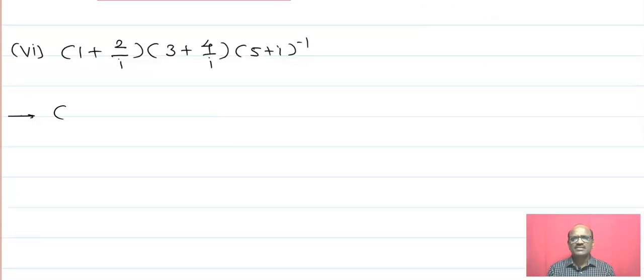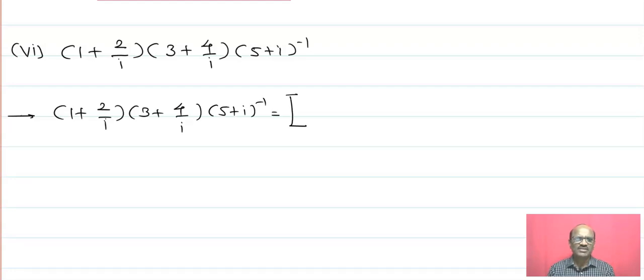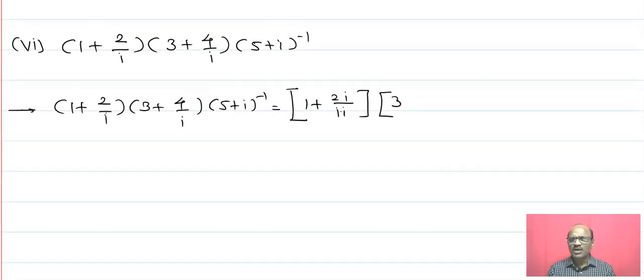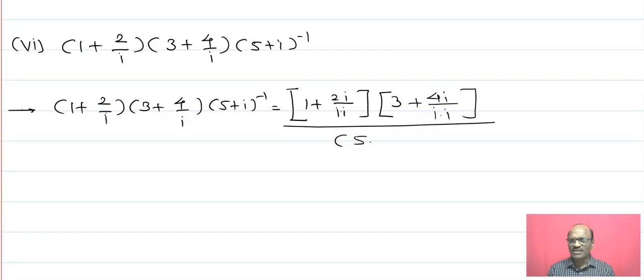Now next is number 6. (1 + 2/i)(3 + 4/i)(5 + i)^(-1). Now simplify this. Now 2 upon i, multiply numerator and denominator by i. 3 plus 4 upon i, again multiply numerator and denominator by i.